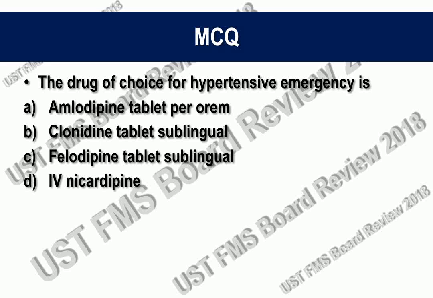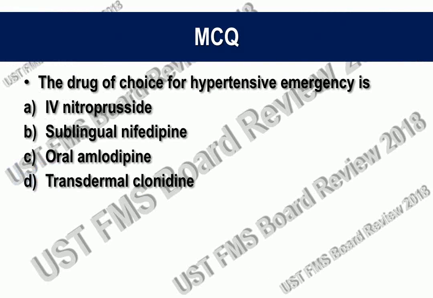The drug of choice for hypertensive emergency is amlodipine tablet, clonidine tablet sublingual, sublingual felodipine, or IV nicardipine. You encountered this during your clerkship and internship. Of course, the answer is IV nicardipine, and that is the one that is available locally. But if the question is something like this, and you include the following in your choices, if you still remember the textbook, in fact, the drug of choice for hypertensive emergency is actually your intravenous nitroprusside.